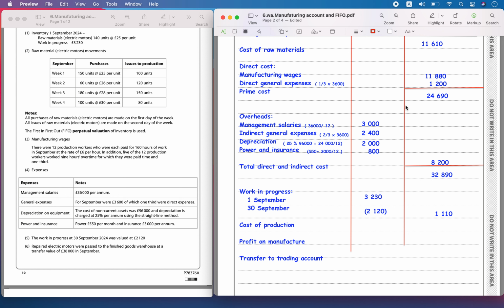Now let's add up the total cost of production. The total cost of production is 32,890 plus 1,110. So this value is going to be equal to 34,000.